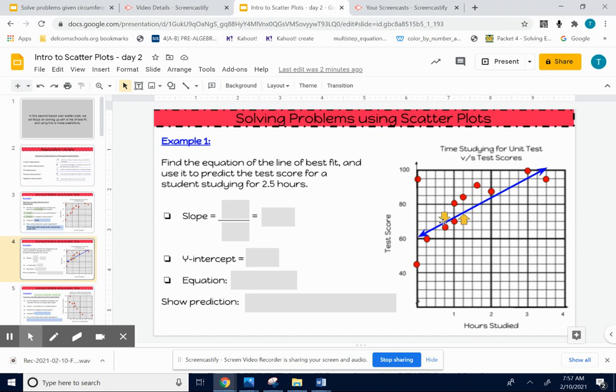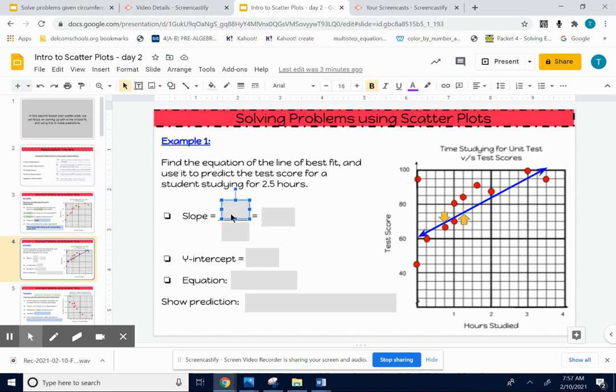So what I'm doing, when I go from this point to this point, I'm going up 1 space, okay, but 1 space is 5. So I'm going up 5, and then I'm going over 2 spaces, okay, but 2 spaces on my x-axis is really half of an hour. Okay, so I'm going to go up 5 over a half. Guys, that's the hardest part of this, is just really thinking about how much the spaces are worth.